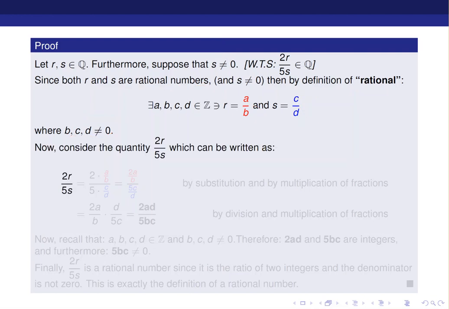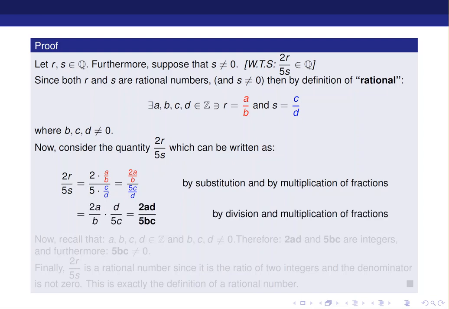Now, if I consider the quantity 2R divided by 5S, then it can be written as 2 times A over B divided by 5 times C over D. This is automatically by direct substitution. And if I multiply the fractions and divide them out, I'm going to end up with 2AD all divided by 5BC. All I'm doing here is using the algebra of fractions: division of fractions turns into multiplication of the first one times the reciprocal of the second one. So that's what happened on this step.